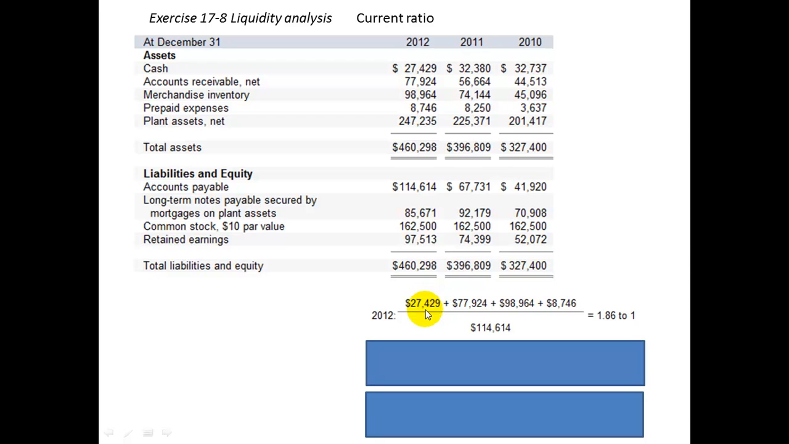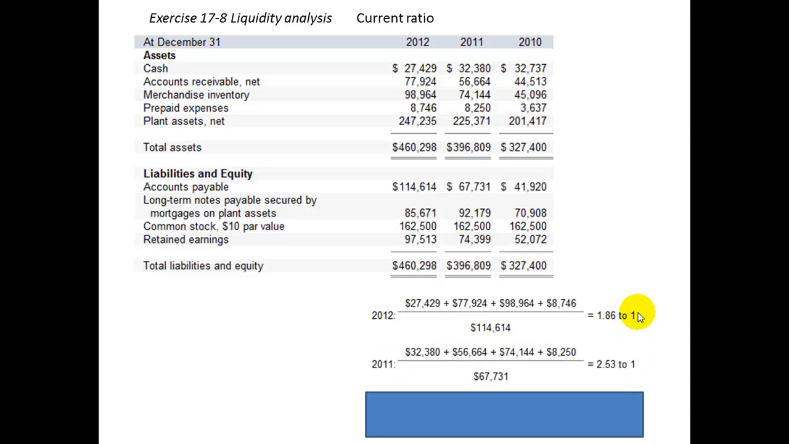2012, and the current ratio will be the current assets, which we have here would be cash, accounts receivable, merchandise inventory, and prepaid expenses, and all of those will be added up and divided by the current liabilities, which in this case would be the accounts payable of 114,614, and this gives us a current ratio in the year 2012 of 1.86 to 1, which means we have $1.86 worth of current assets for every dollar worth of current liabilities. General rule of thumb is 2 to 1, so it looks like we're a little bit light here.